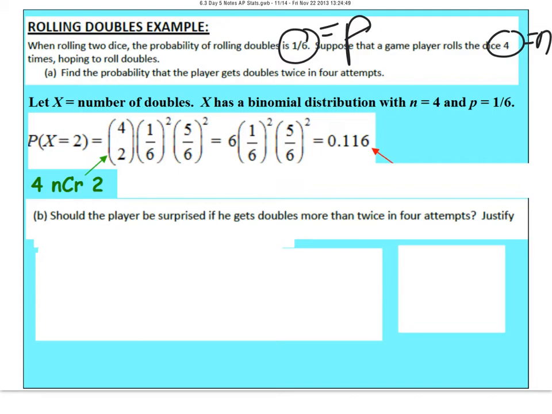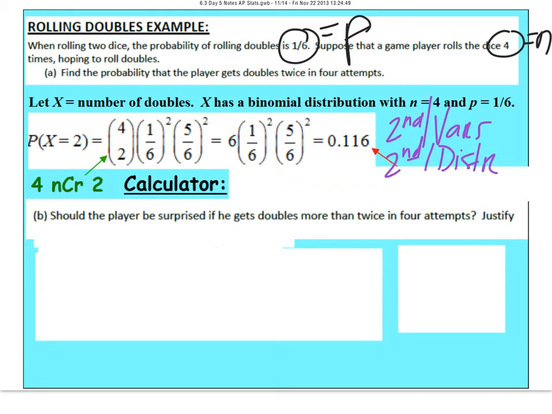Okay, a third way to do this. You can think through it logically, like we did at the beginning. You can use this binomial formula, which I highly recommend. I like the calculator. In the calculator, you're going to reference the second vars or second distribution button. It's where you find normal CDF. And all you have to do is scroll down a little bit of a ways until you actually hit the letter A. So it's the letter A.